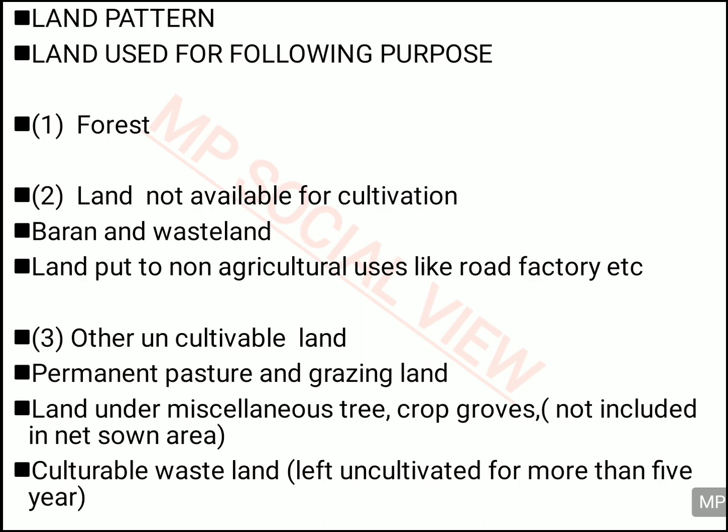And also there is some land which is used for non-agricultural activity, like residence, factories, roads and other purposes. The third category is uncultivated lands, like pasture lands which are used for grazing, miscellaneous tree crop groves, and cultivable wasteland. Wasteland means land left uncultivated for more than 5 years. All this land is actually uncultivated land.